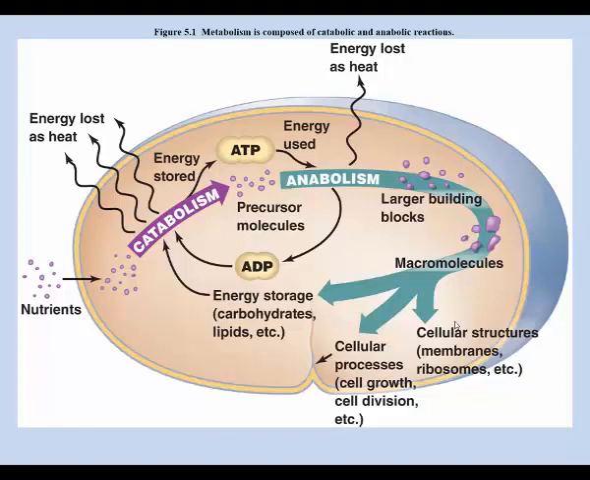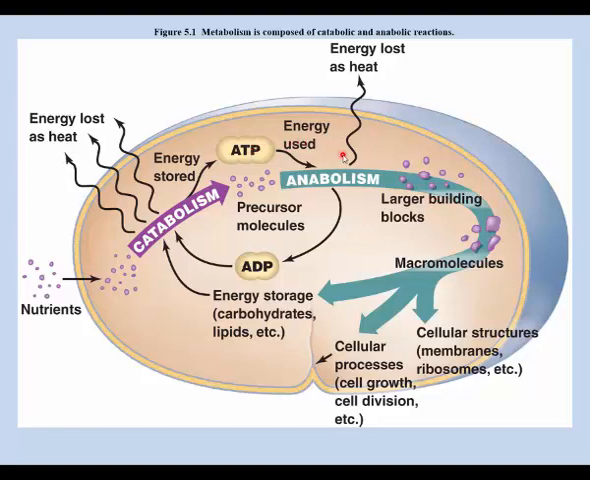And so we see here that you have larger nutrients brought into the cell. Through catabolism, they will be broken down into precursor metabolites. The energy that's given off through the breaking of bonds will be stored into ATP. Some of it will be lost as heat. We can't help that. Those precursor metabolites will then be used to make things that the cell needs, like larger building blocks or macromolecules. Along the way, to do that, ATP will be used.